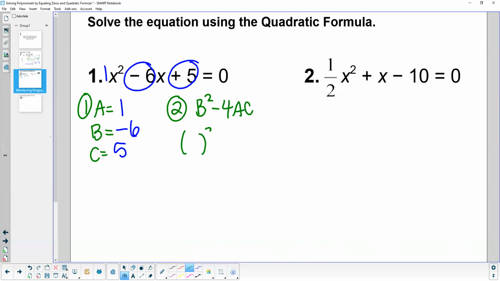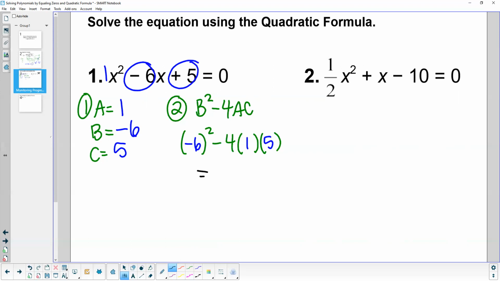Okay, step 2 is I need to calculate my b squared minus 4ac. So I'm going to fill in these parentheses here with what I need. I'll put in my b, which is negative 6 squared, minus 4 times 1 times 5. Now, you guys, you have graphing calculators. Don't be afraid to use them. You can type this in exactly as it's written, parentheses and all, into your graphing calculator, and it will always calculate you the right thing as long as you type it in with those parentheses.